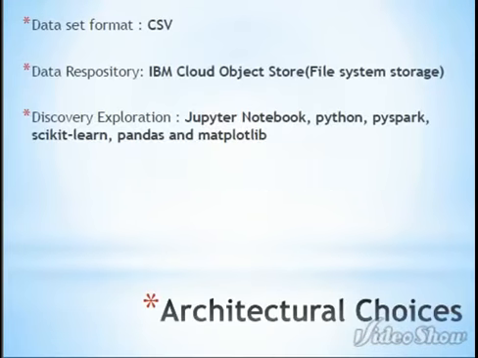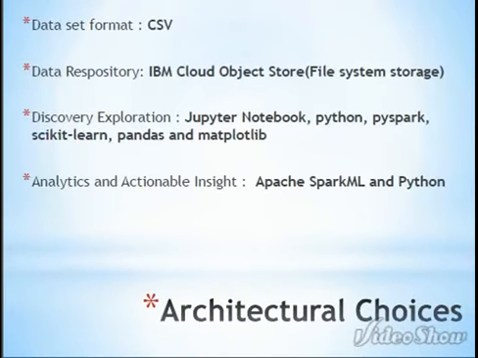So the architectural choices here: my dataset was in the CSV format, and for the data repository, I used IBM Cloud Object Store, which is like a file system storage. And then we have the discovery and exploration. I used Jupyter Notebook, Python, PySpark, Scikit-learn, Pandas, and Matplotlib. As for the analytics and actionable insight, I used Apache Spark ML and Python.